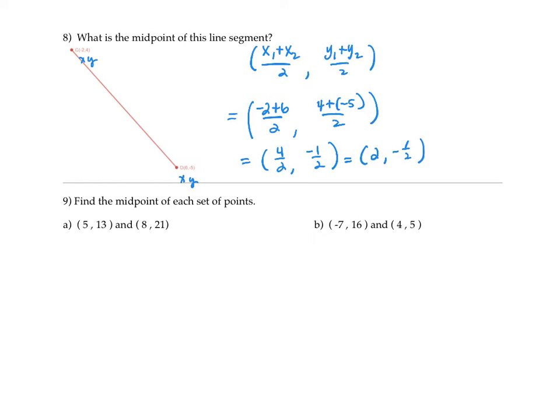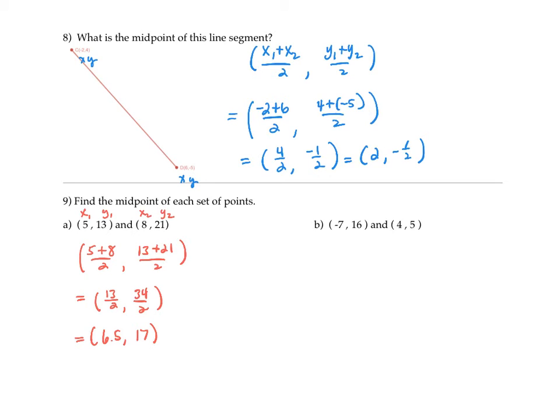Okay, on to number 9 in part A. I'm going to jump right in. We just have x1, y1, x2, y2. And we'll plug them into that midpoint formula. So 5 plus 8 divided by 2, 13 plus 21 divided by 2. So 5 and 8 is going to give us 13 over 2. 13 and 21 gives us 34 divided by 2. Okay, so 13 divided by 2 is 6.5. 34 divided by 2 is 17.